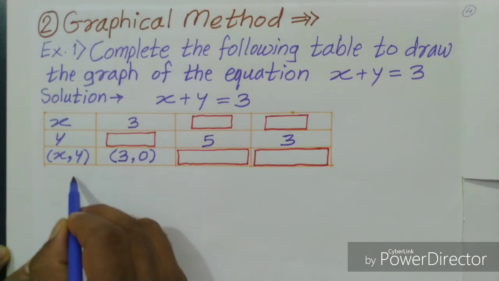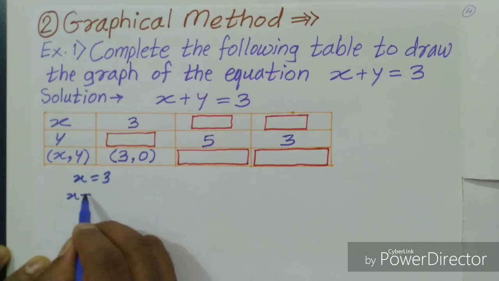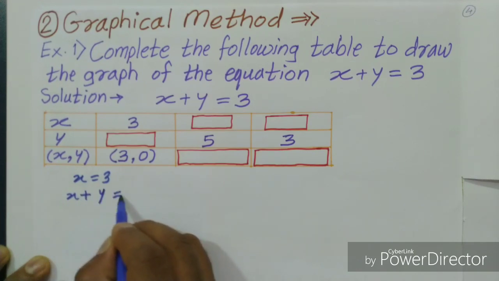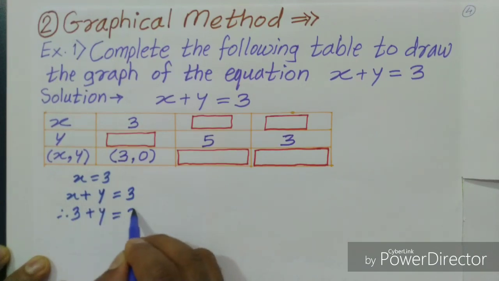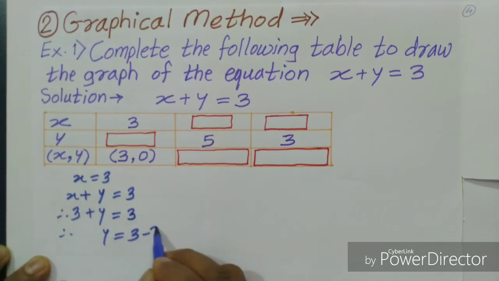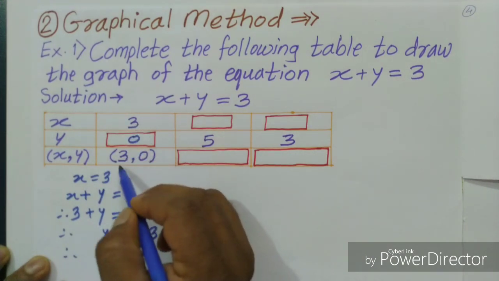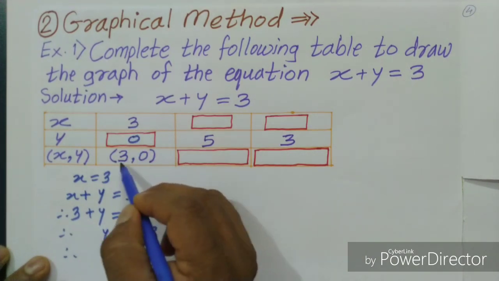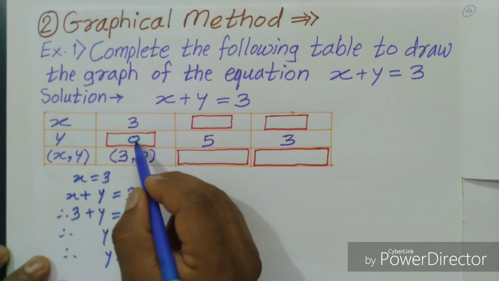The value of x is given, x is equal to 3. Substitute in the given equation, x plus y is equal to 3. Therefore, 3 plus y is equal to 3. Therefore y is equal to 3, and plus 3 becomes minus 3. Therefore y is equal to the subtraction 3 minus 3, which is 0. The value of y is 0, and from that value we write y is 0.